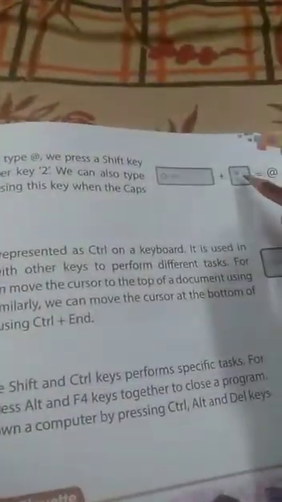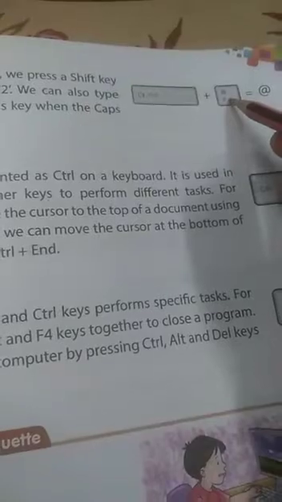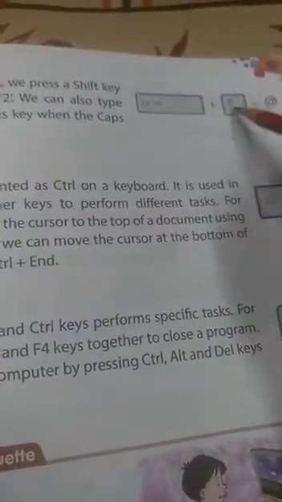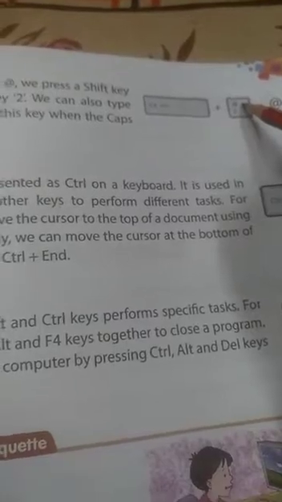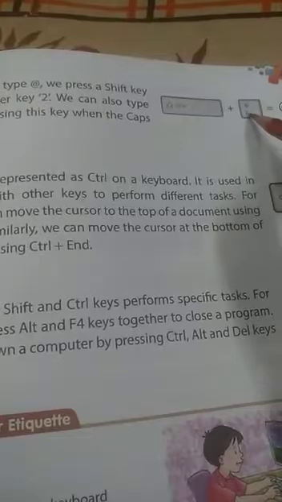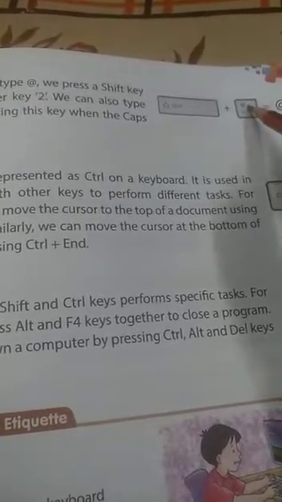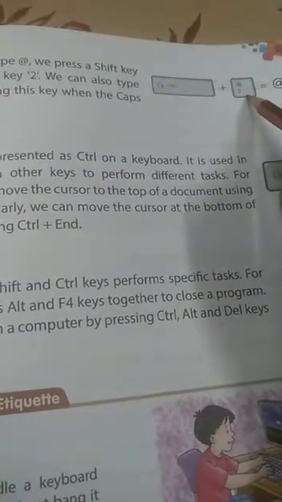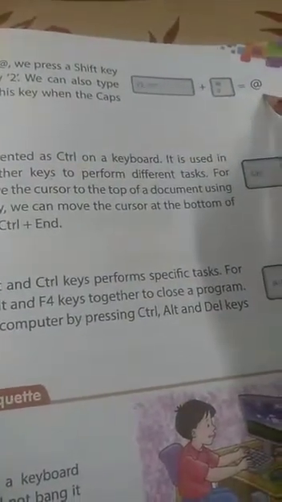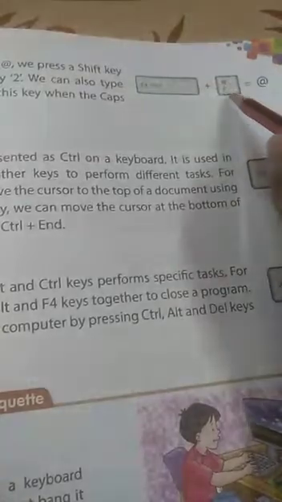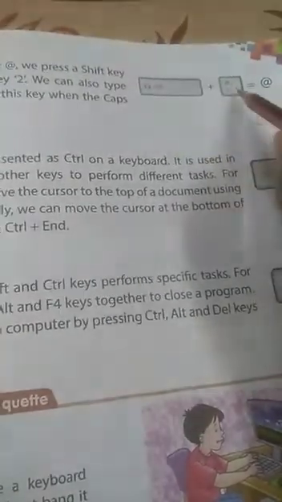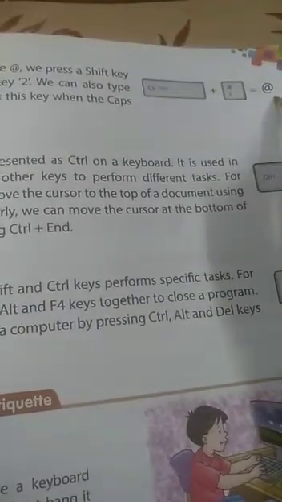On this key you can see 2 is written and above that 2, the @ sign is there. So when I am writing a document and I want this @ sign, what I will do, I have to press this shift key with this button. Then only I will get the @ sign. Without the shift key, if you press, you will get only 2. So you have to press shift and this button to get the sign.